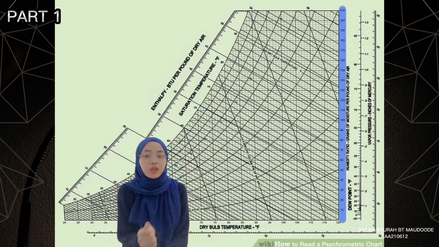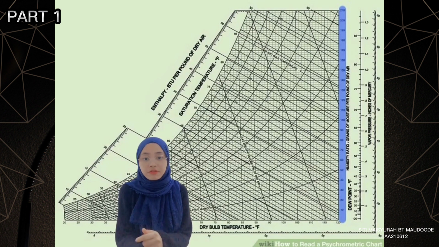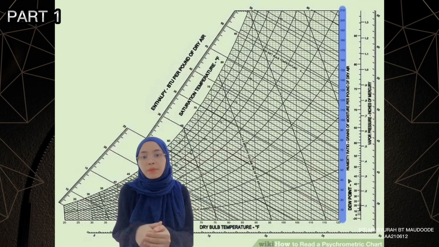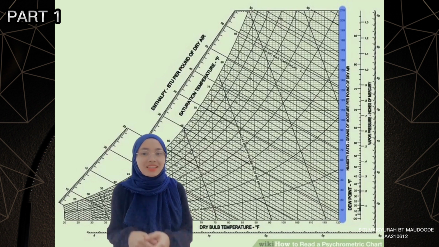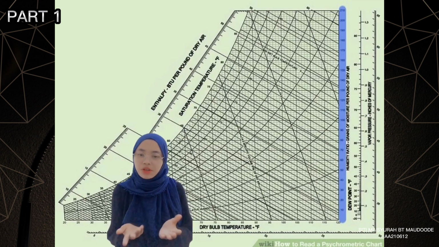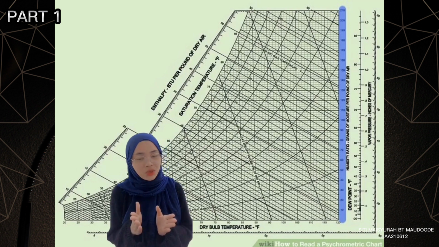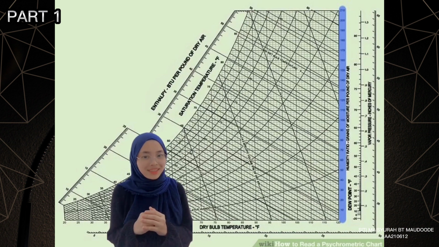Secondly, we need to find the humidity ratio level on the right vertical axis. The vertical or y-axis on the chart marks the amount of moisture per pound or kilogram. Use the horizontal lines extending from this axis to trace the humidity ratio to the top of the chart. The humidity ratio is sometimes referred to as the mixing ratio or absolute humidity.